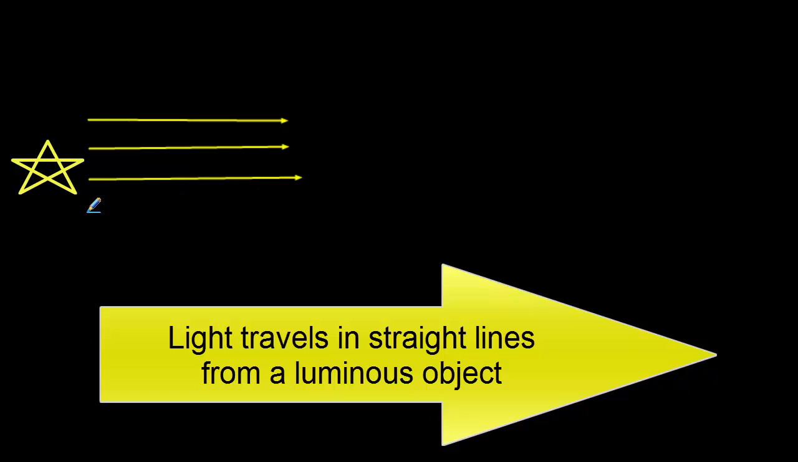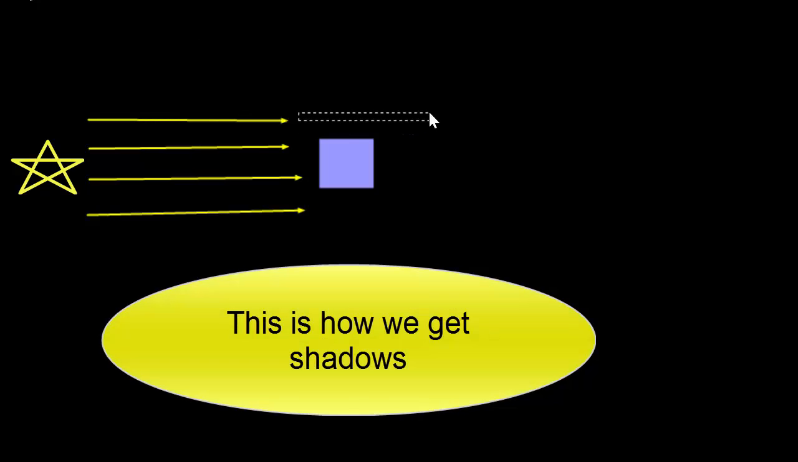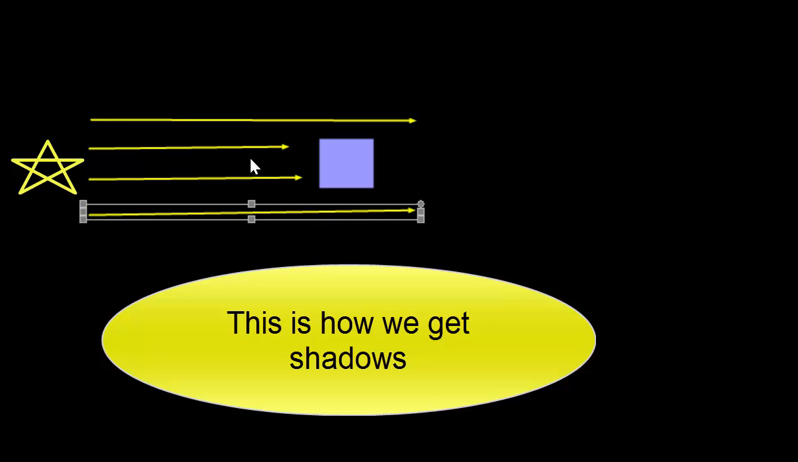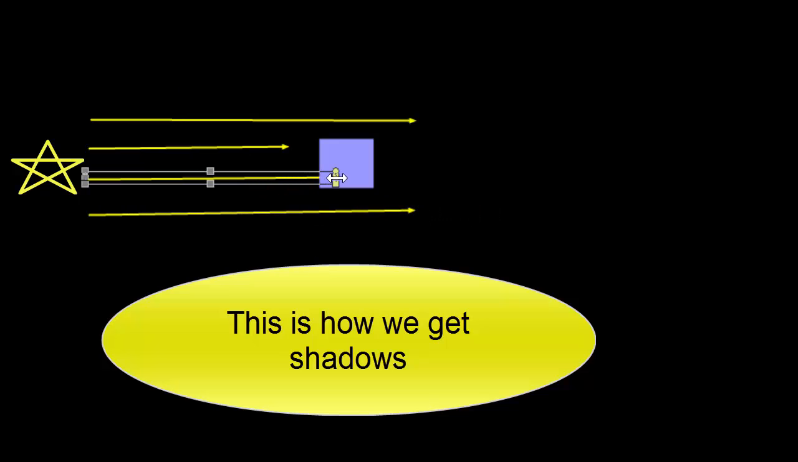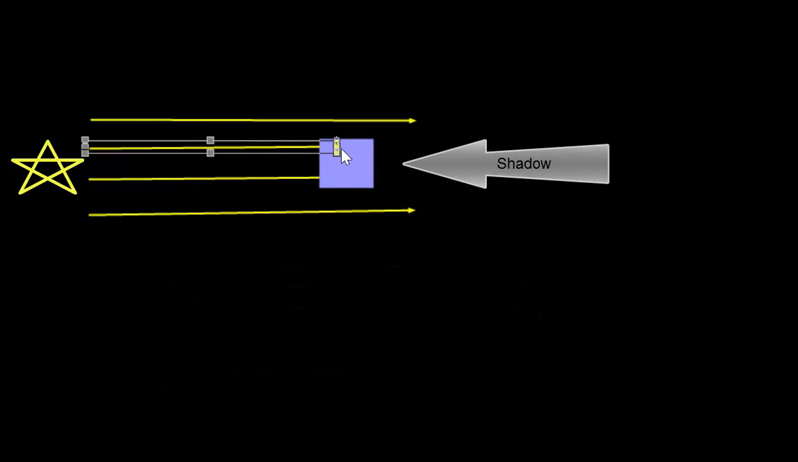So if we put a whole bunch of light rays coming from a luminous object and then we chucked a blockade in front of it, we would only actually see two rays leading past it, and the other rays would be blocked by it, and therefore we would only see half of it. So that's light travelling in a straight line, and this is an object or a surface.